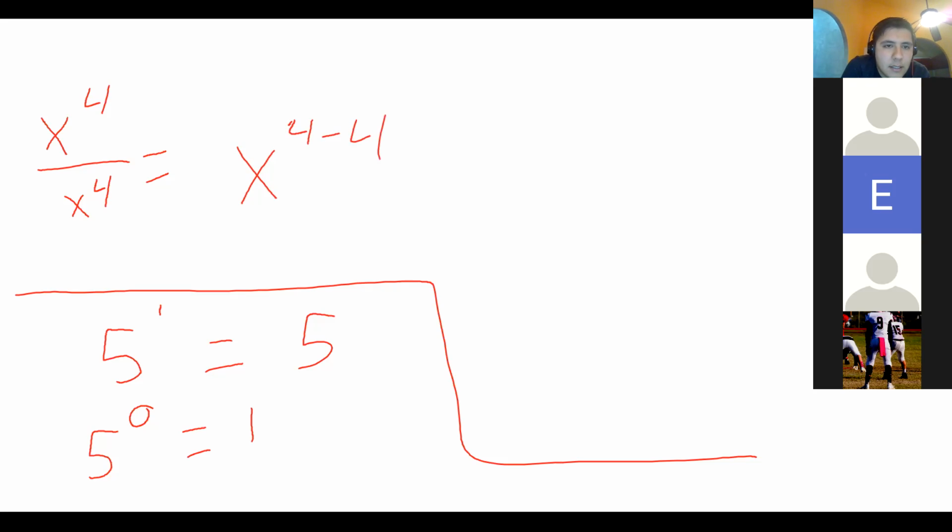So x is 4 minus 4. But yeah, good job, Devin. I mean, it's the other way around, but you're on the right track. So 4 minus 4 gives us 0, right? So anything to the power of 0 should be 1. And so x to the 4th divided by x to the 4th, that's the same thing as if we were to say, I don't know, 6 divided by 6, right?